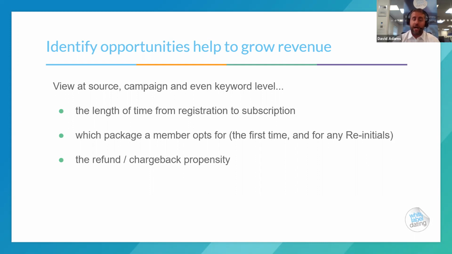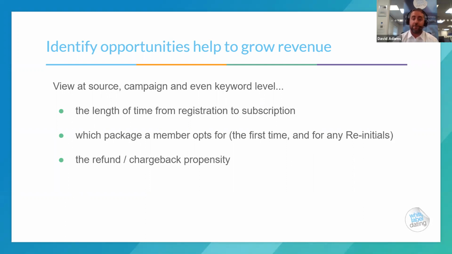You can also look at which package a member opts for. So if you've got a particular campaign and it's heavily weighted to 1 month subscribers, you may want to try and flip around that acquisition expenditure to campaigns where users are taking more of a 3-month or a 6-month subscription, which will then in turn give you a greater LTV and a healthier package mix. We don't want campaigns which are heavily weighted to 1 month subscriptions because they tend to have a lower LTV than those users who choose a longer subscription.